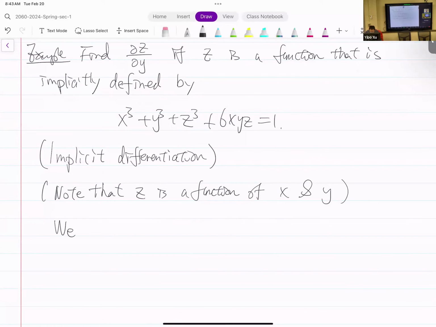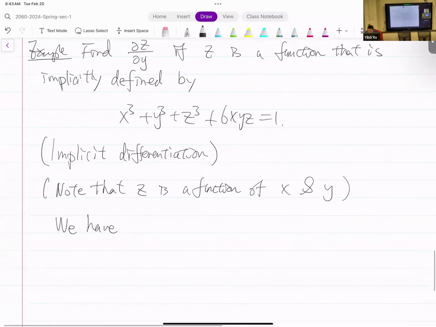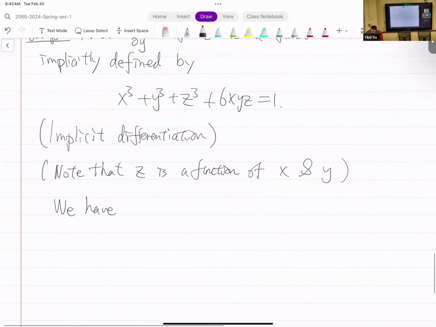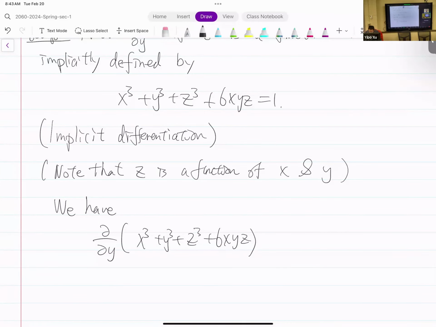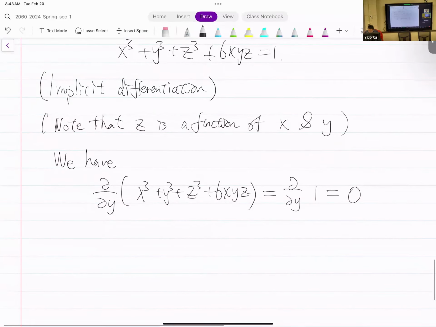So let's do it. We have an equation, right? So we just do the partial derivative with respect to y on both sides. Let's write that down first. And we know this partial derivative will equal the partial derivative of the right-hand side. The left-hand side looks complicated, but the right-hand side is easy. 1 is not changing, so that's a 0. So essentially, we will get an equation again. That's good. And then we just need to play with the left-hand side.